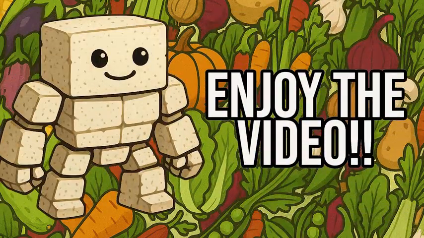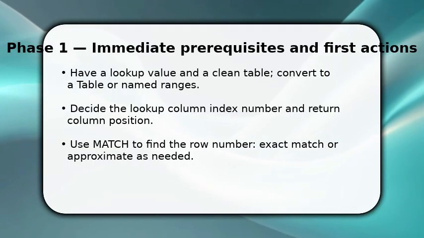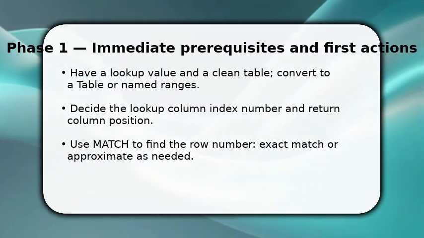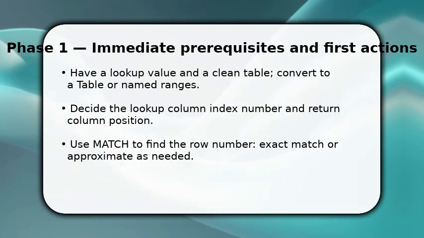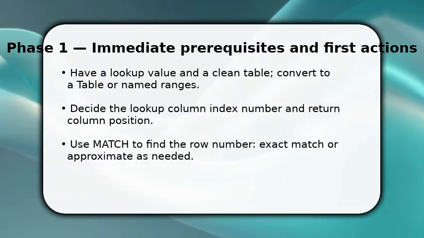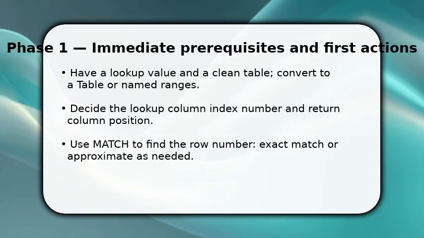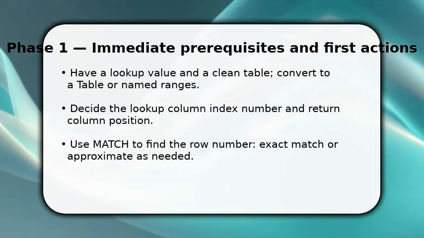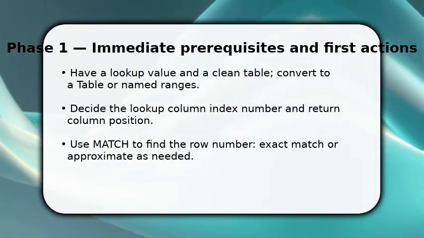Please enjoy the video. You start by selecting the data range and creating a named range or Excel table for stability. Next, identify the column that contains your lookup value and the column you want returned. Now enter MATCH: MATCH, lookup value, lookup column, 0 to get the row number. This is faster and avoids left join limits.